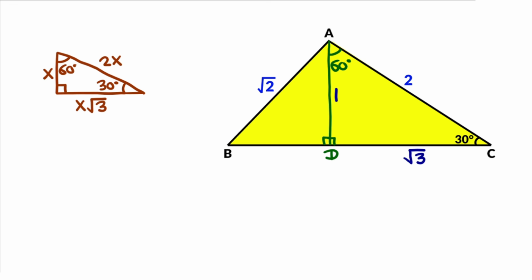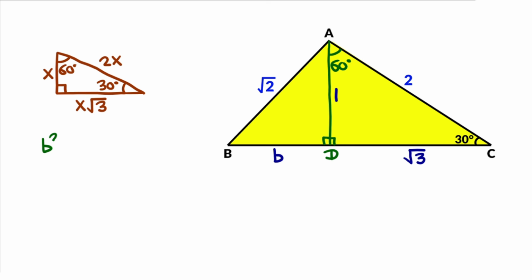Now let's move to the triangle on the left, triangle ADB. We already know that AD equals 1. The hypotenuse AB is the square root of 2. Let's call the remaining side, BD, b. Now apply the Pythagorean Theorem. Leg squared plus leg squared equals hypotenuse squared.